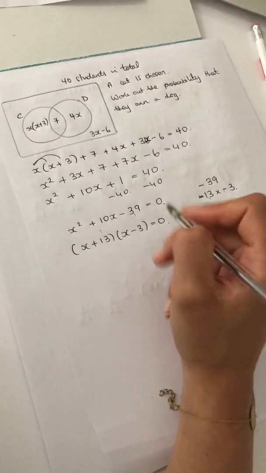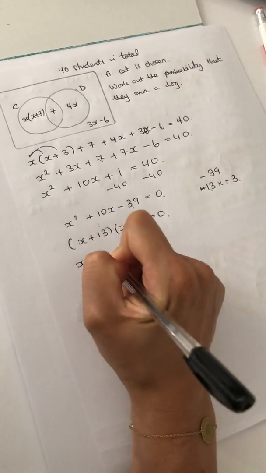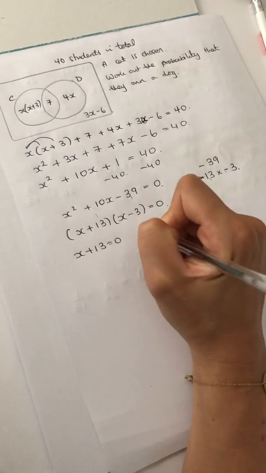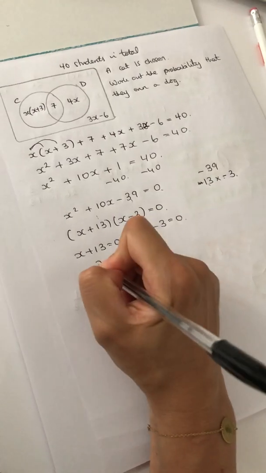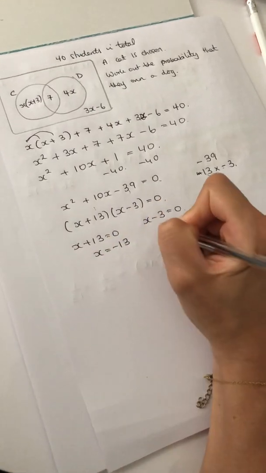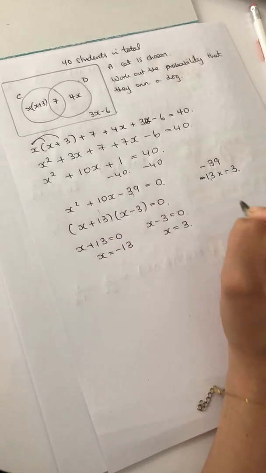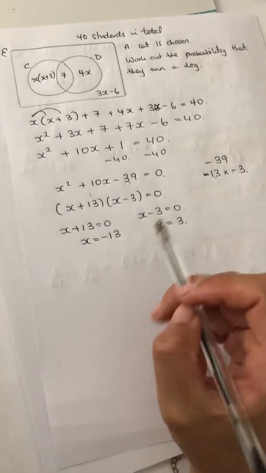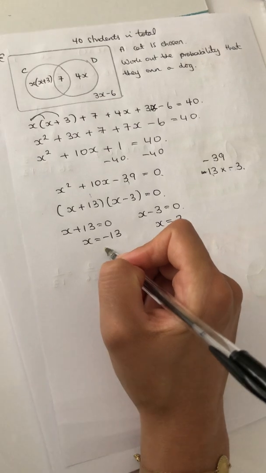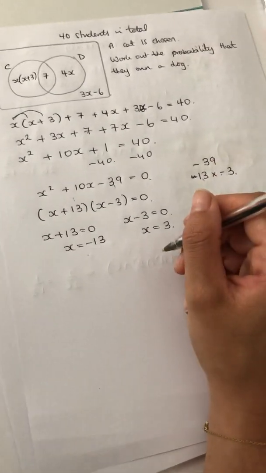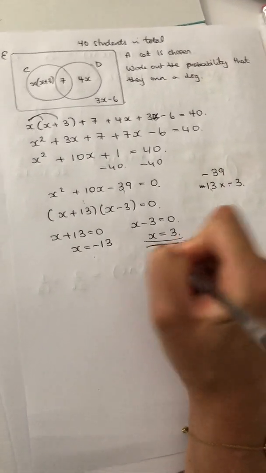You then put both of them equal to 0, so x plus 13 is 0, and then you've got x minus 3 is 0. So here your x value must be minus 13. Here your x value is plus 3. You can't have a negative pet or a negative thing. So we're going to have to use this x here.